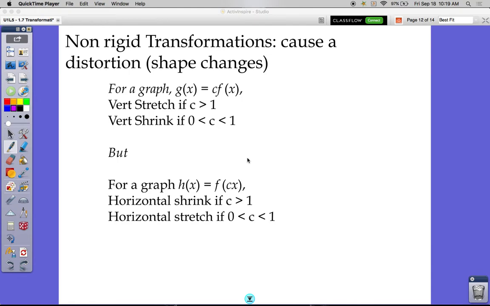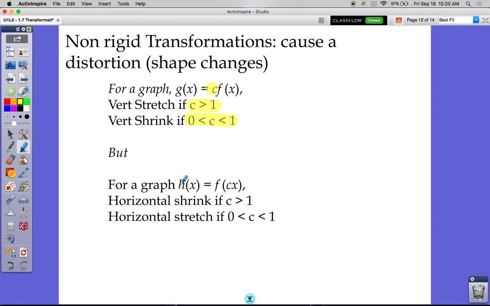Now, when it comes to the graph of g of x, this is going to stretch the graph vertically. If you put a number in front of the function, just like we did with the square root, it's going to be a vertical stretch. Literally, like you picked up the top of this thing and you said, I'm going to pull this straight up. It's going to stretch it if that number happens to be greater than 1. It's going to shrink the graph if that number is less than 1, but also greater than 0. That number falls between 0 and 1.